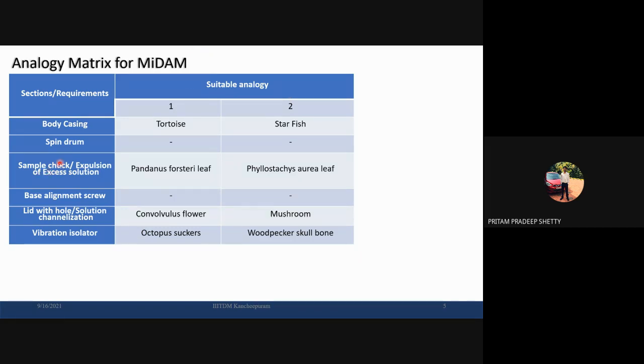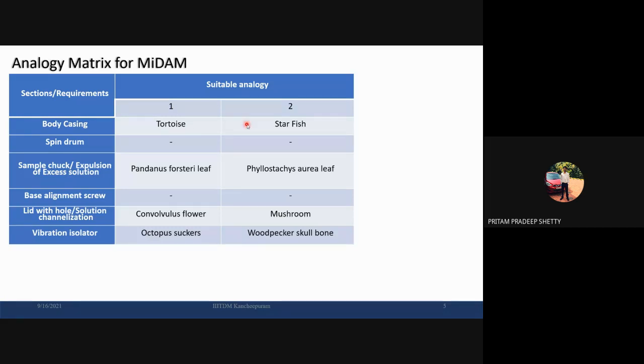So let's start with the first one, body casing. What I know about body casing is that it basically holds the whole structure of the system. You want it to hold the user interface, the motors, electronics, and all the functional parts of the device. So it should have a good structure to hold everything.